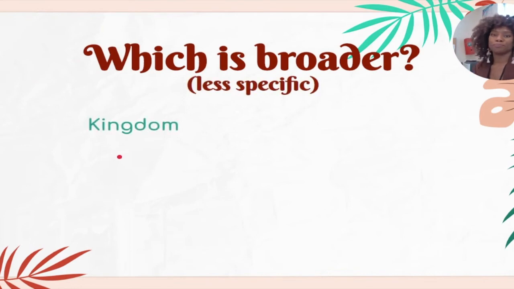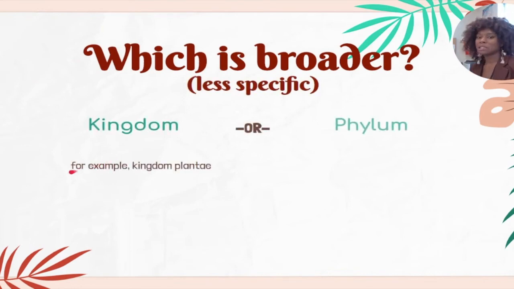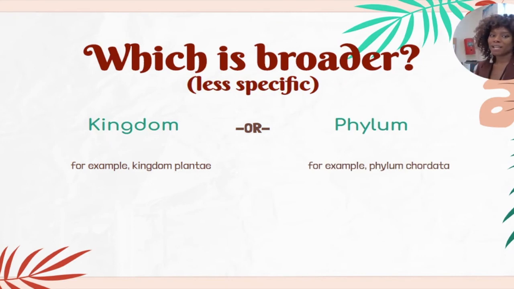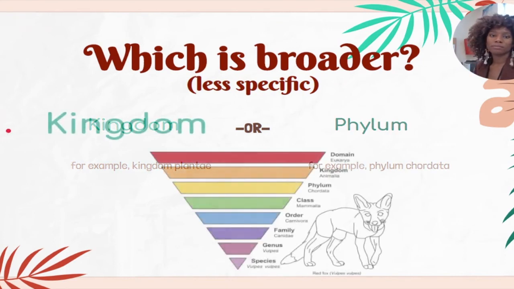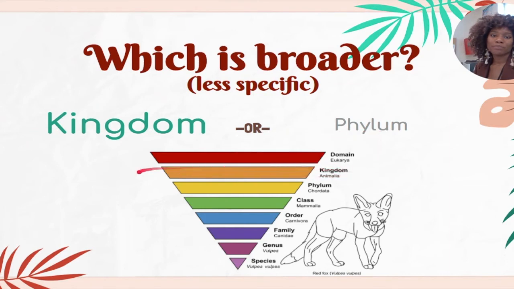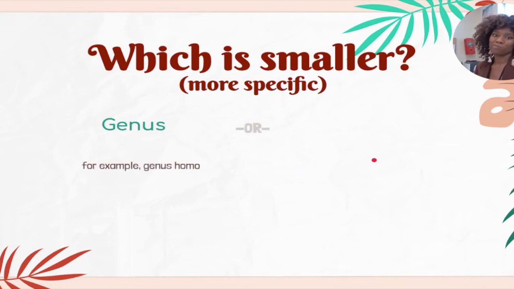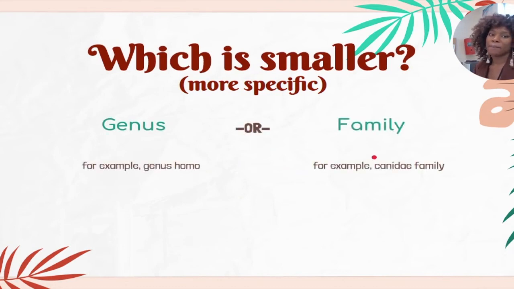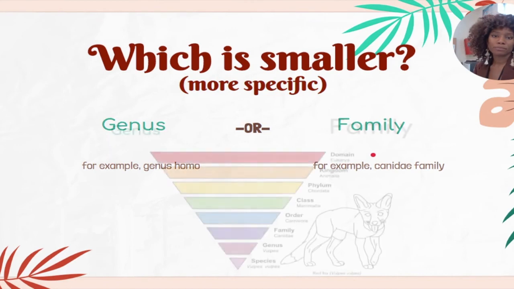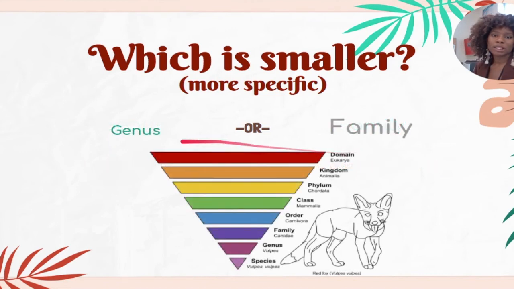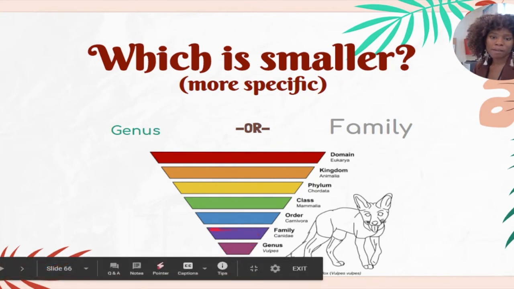So which is broader? The kingdom, for example, kingdom Plantae, or the phylum, for example, phylum Chordata? Kingdom. Kingdom is up here and phylum is down here. So kingdom is broader, less specific. Okay, which is smaller, more specific? The genus or family? Genus is going to be smaller. Genus is down here, family is up here. So family is more broad. Genus is more specific. It's right next to species.